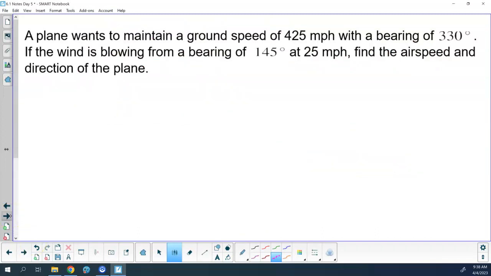Find this one. A plane wants to maintain a ground speed of 425 miles per hour, bearing 330. If the wind is blowing from a bearing of 145, at 25 miles an hour, find the airspeed and the direction of the plane. Okay? So first sentence, is that A, W, or G?